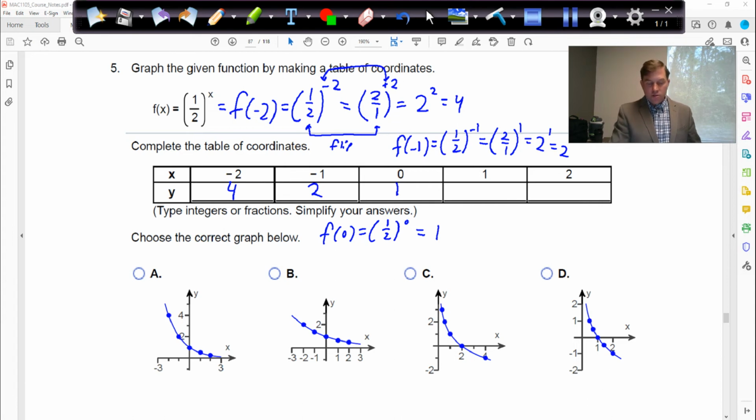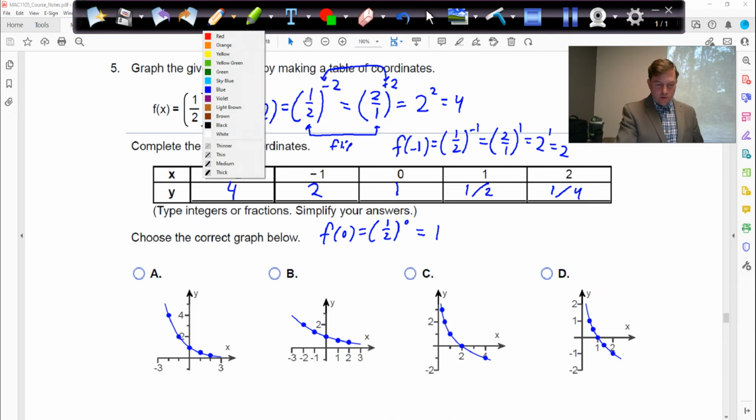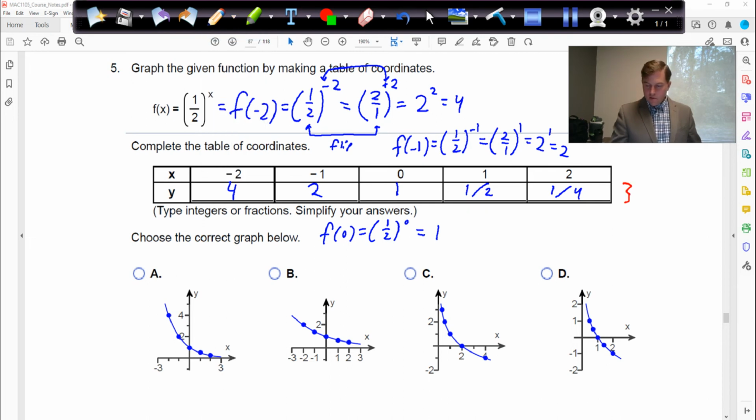So to get from 4 to 2, they halved it, the same base. The base is halved, so these numbers will be halved. So half of 4 is 2, half of 2 is 1, half of 1 is 1/2, half of a half is 1/4. And so notice again, no negative numbers. So we can eliminate graphs C and D because they dip into the negative realm for y values. Not going to have that. And it looks like the best answer is going to be A.